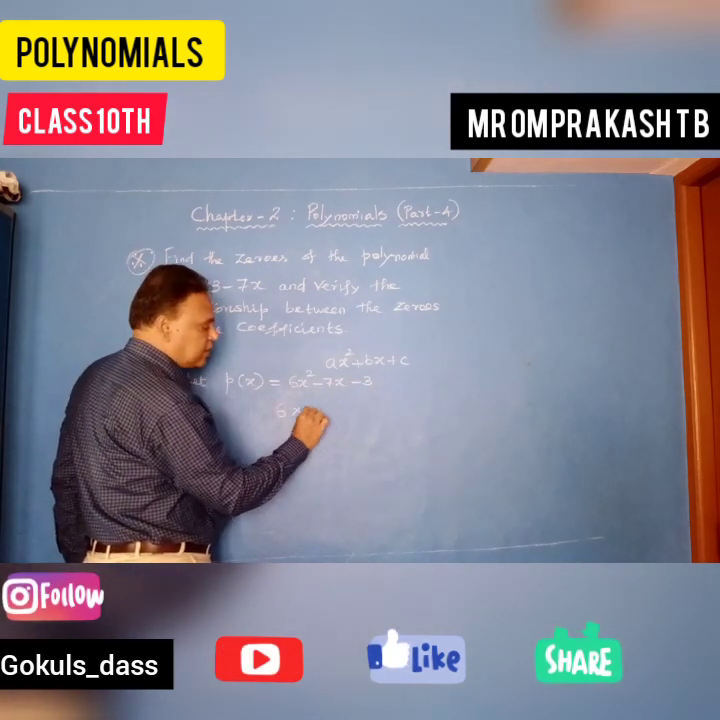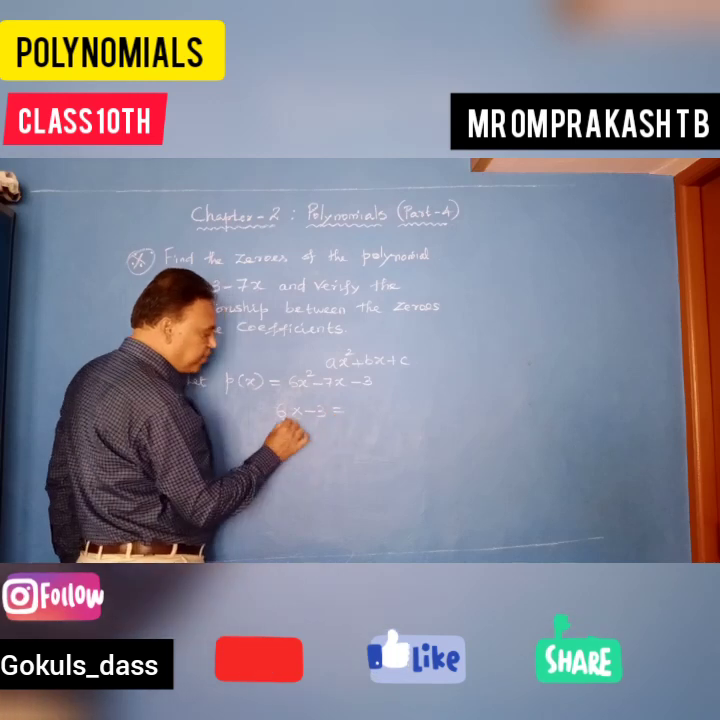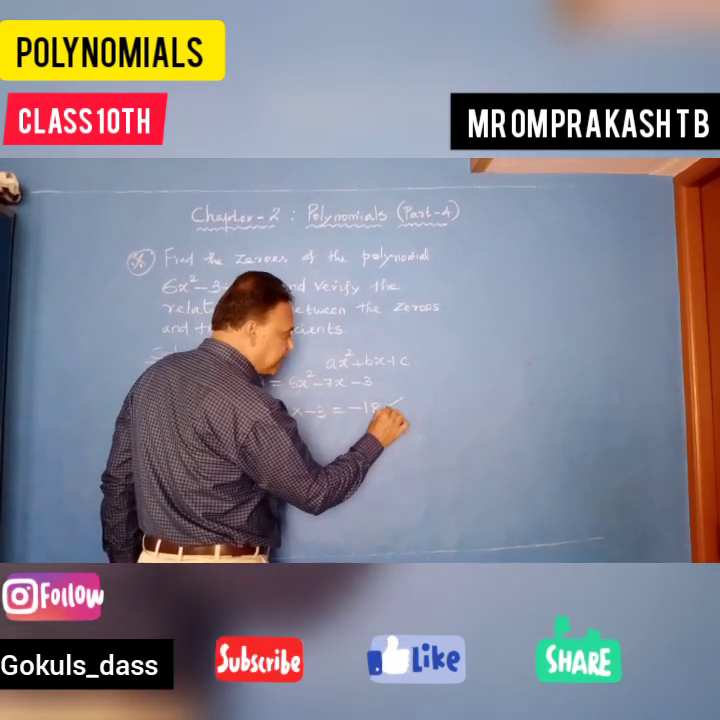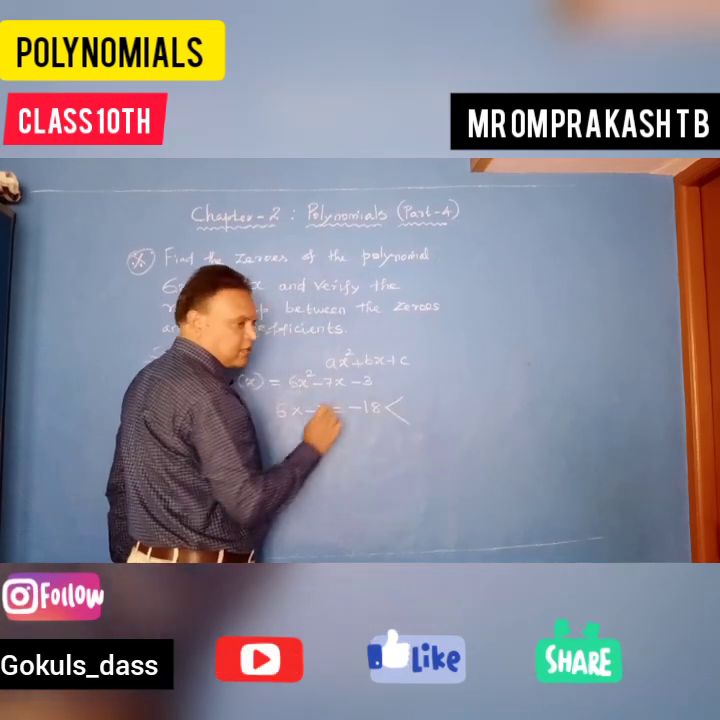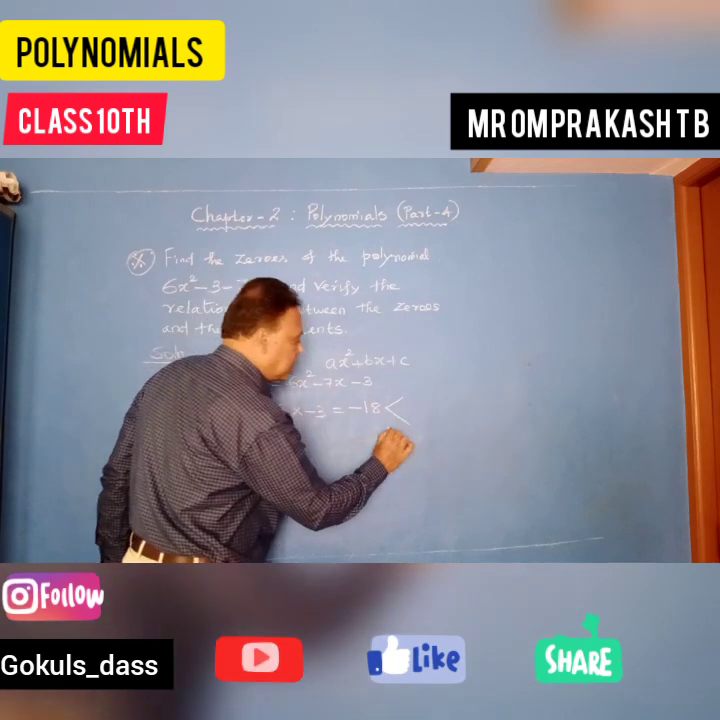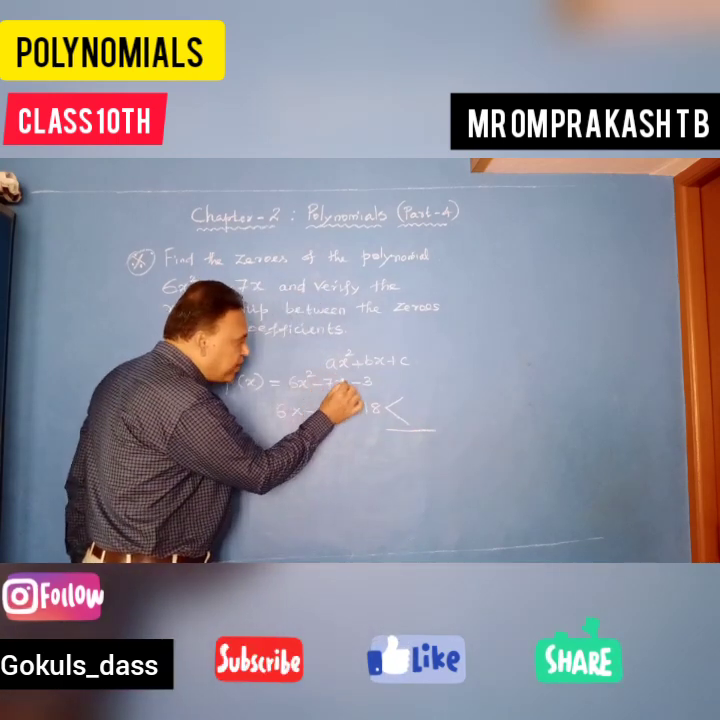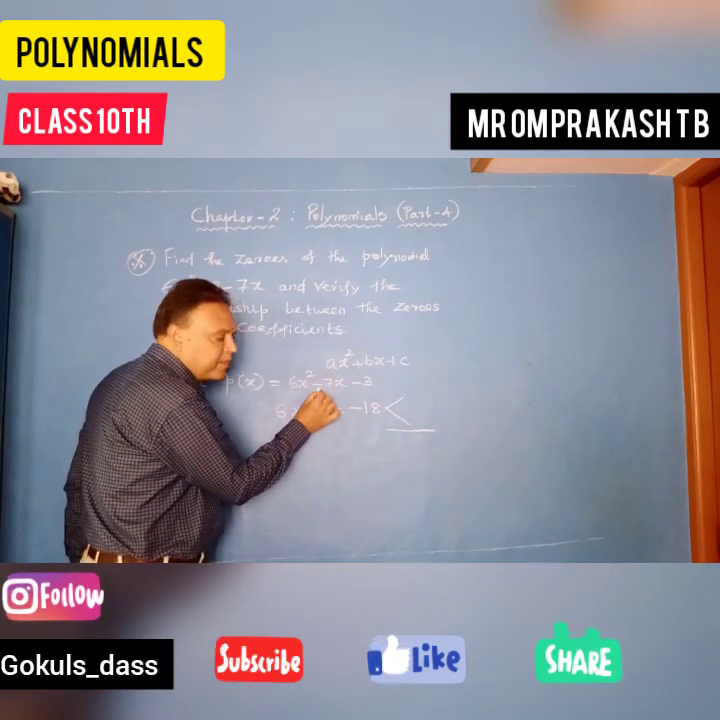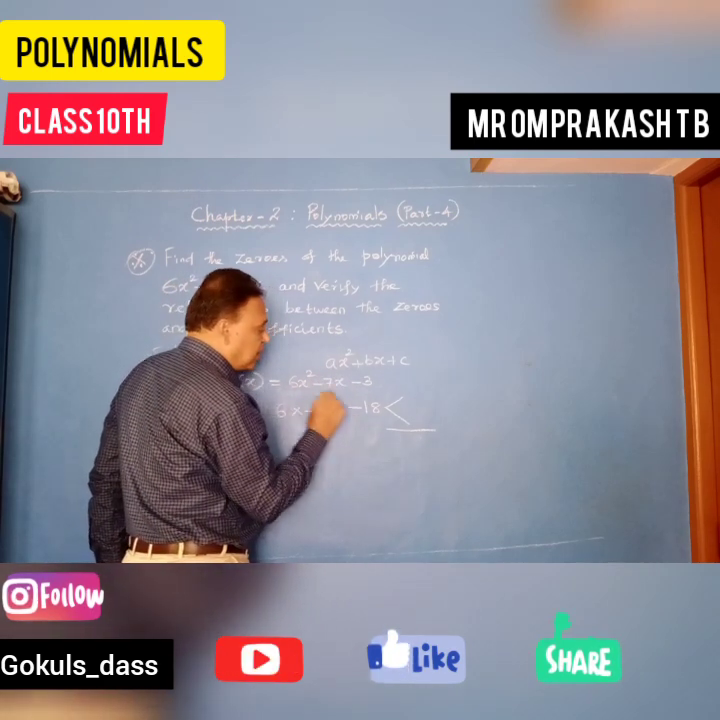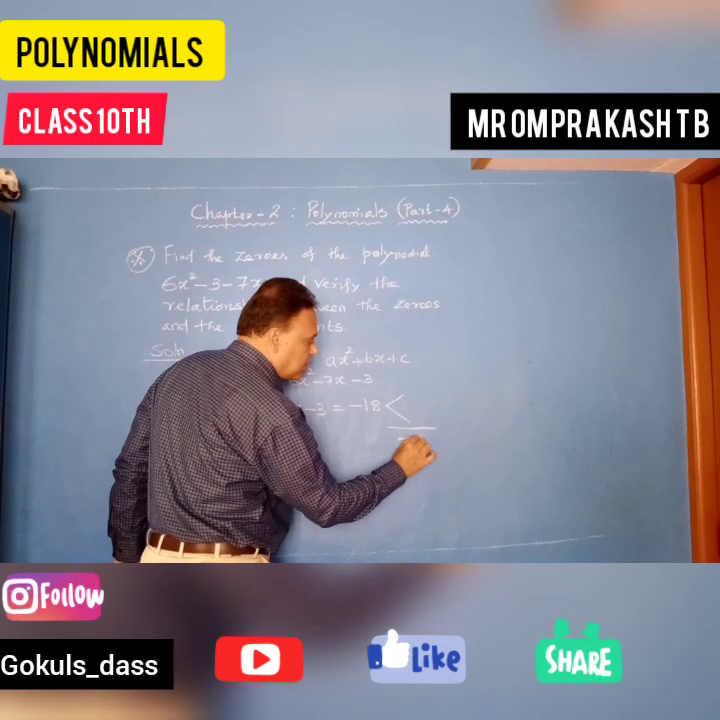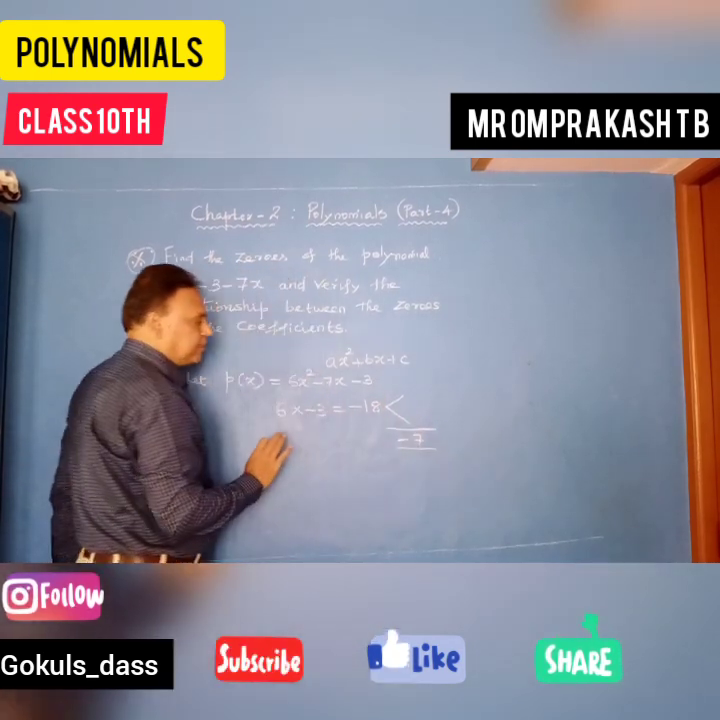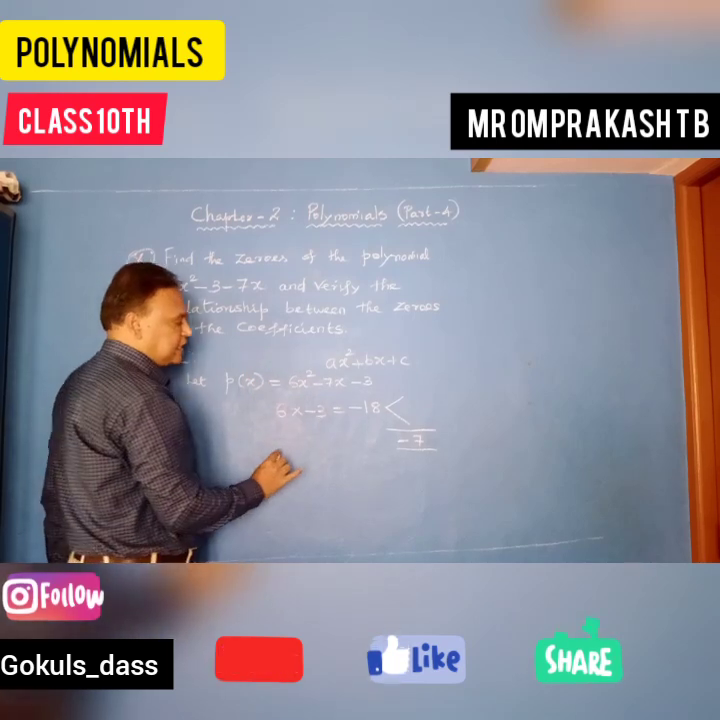the constant term, minus 3. So multiply, what will you get? Minus 18. Now minus 18 you have to split into two factors, so that you get the coefficient of the middle term. What is the middle term of this polynomial? Minus 7. Only the coefficient you have to write. Don't write x and all. Clear? Only coefficients you have to write.